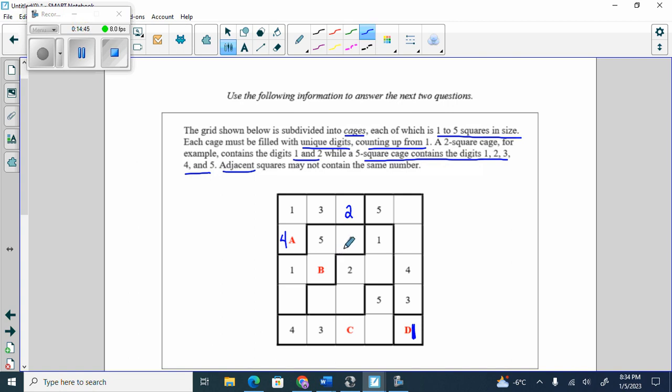All right, then in this little box, we need 1, 2, 3, 4, 5. So I need 1 and 2. Can't have adjacent, can't have a 1 here, so this is going to have to be a 1. This is going to have to be a 2. And then if we look here, we need 1, 2, 3, 4, 5, right? Well, 2 can't be here because there's already a 2, so this would have to be a 2. This would have to be a 3.